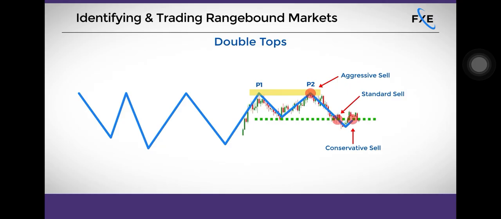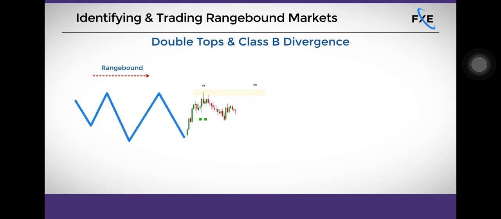Unlike double top patterns in other market scenarios, it is most important that you do not preempt a double top and wait for the confirmation of the break of the neckline. Another important component of trading double tops at channel resistance is to ensure that you have at least one form of Class B divergence agreeing with the pattern.